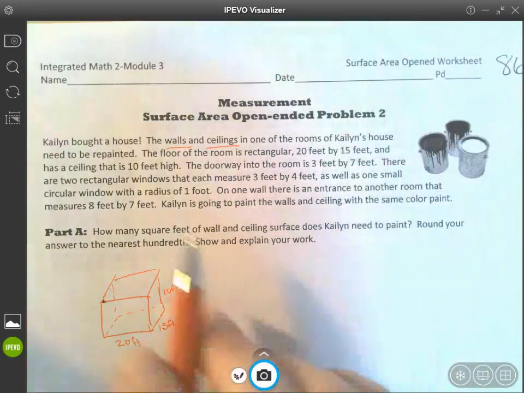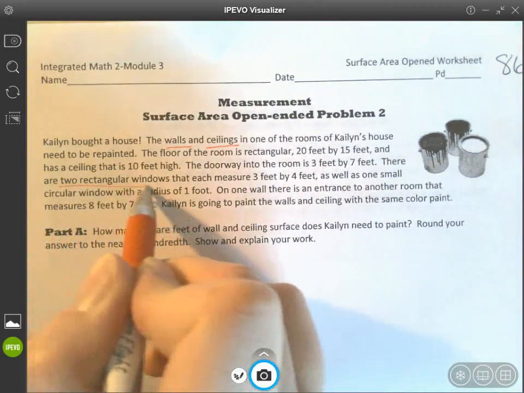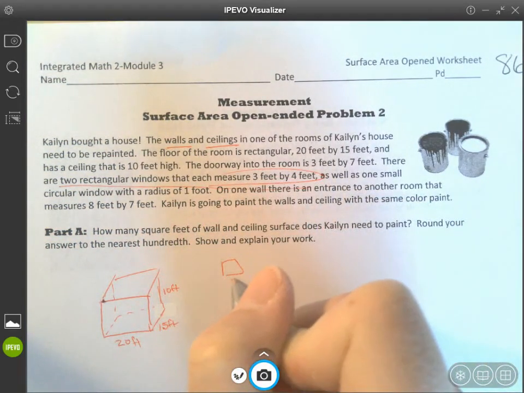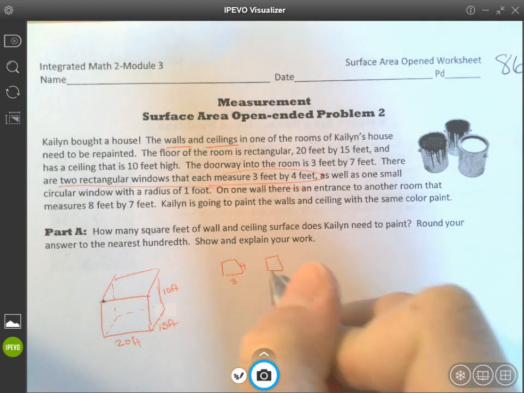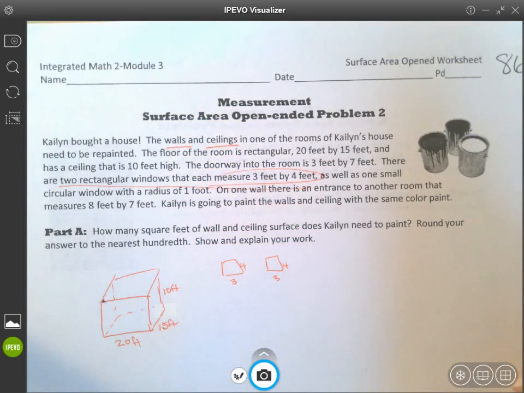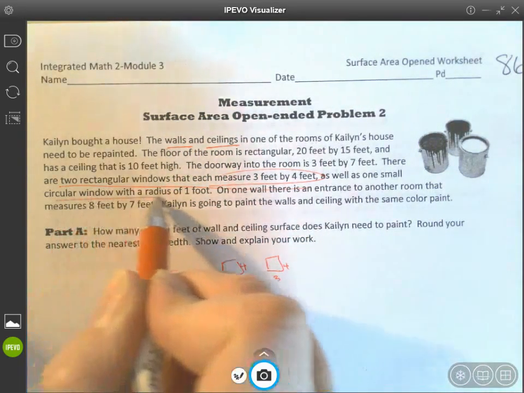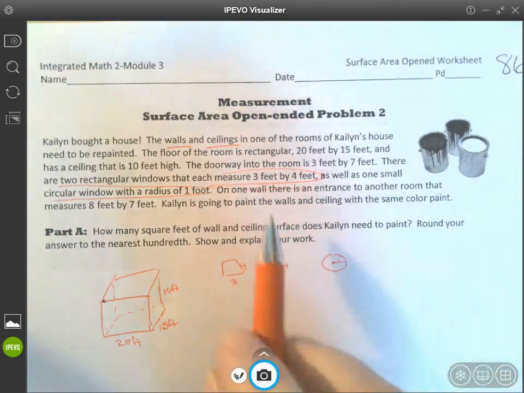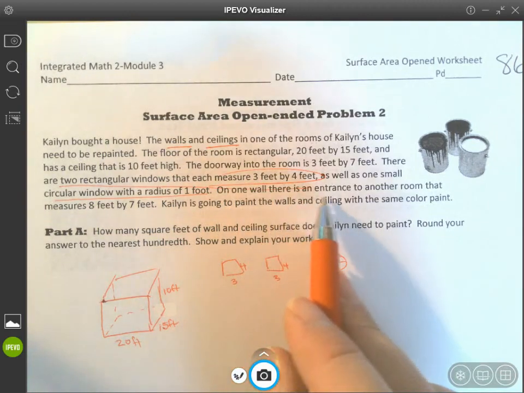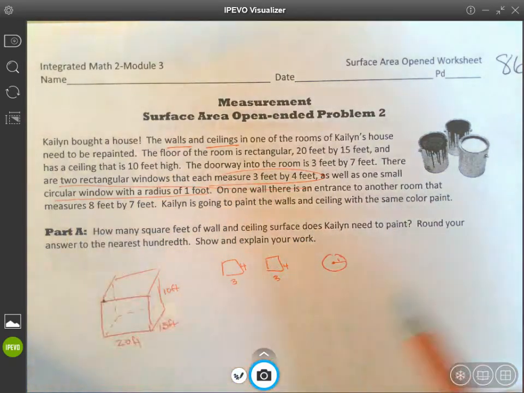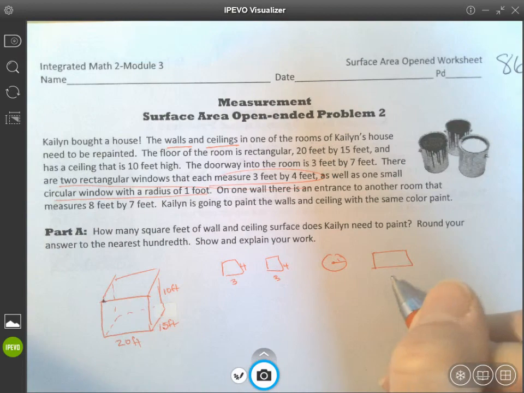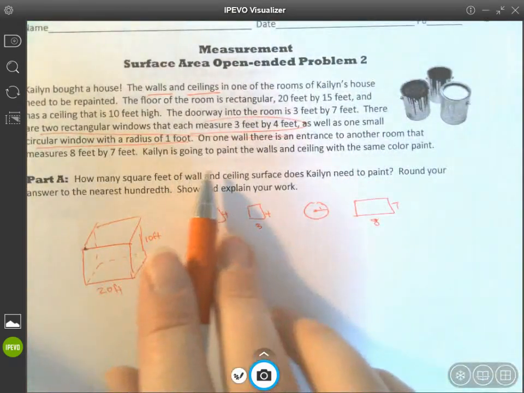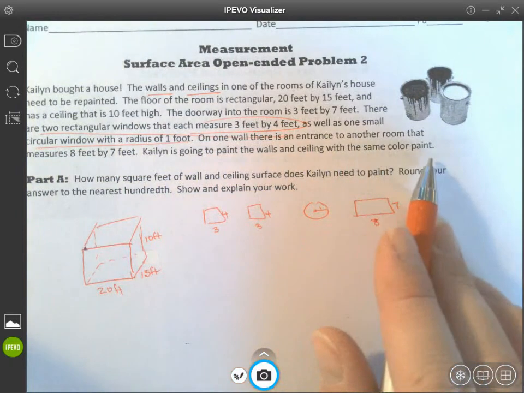Got it? There are two rectangular windows that are 3 by 4. So draw two rectangles that are 3 by 4. She's not painting her windows, right? One small circular window with a radius of 1 foot. Notice these are all in feet. And on one wall, there's an entrance to another room that measures 8 by 7. Again, none of my things are really drawn well to scale. Kaylin is going to paint the wall and ceiling with the same color paint.